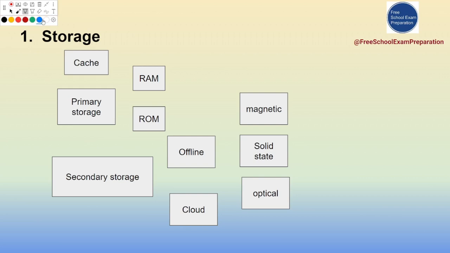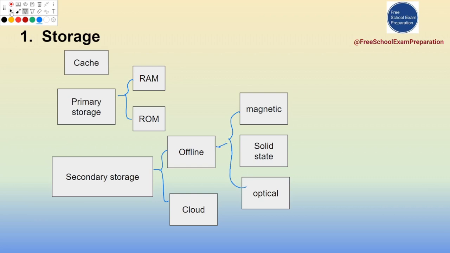Okay, so this is a high-level diagram of all the storages in the computer system. Cache allows the fastest access by the CPU. The next level will be the primary storage. It can be either RAM or ROM. The CPU can also access primary storage directly, but the speed is not as fast as cache. The next layer will be the secondary storage. It can be either offline or at a remote location, which we call cloud storage. The offline secondary storage can be magnetic, solid state, or optical.